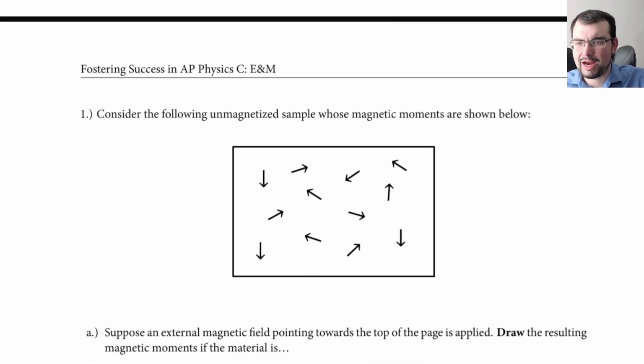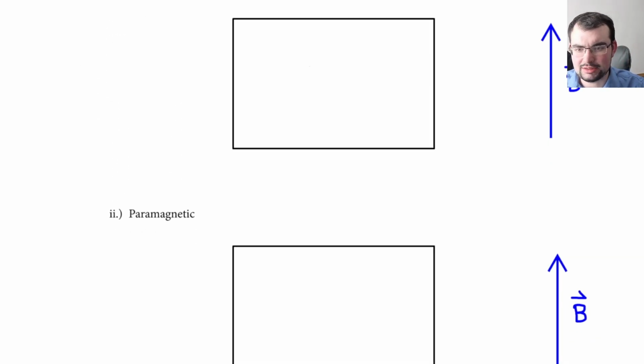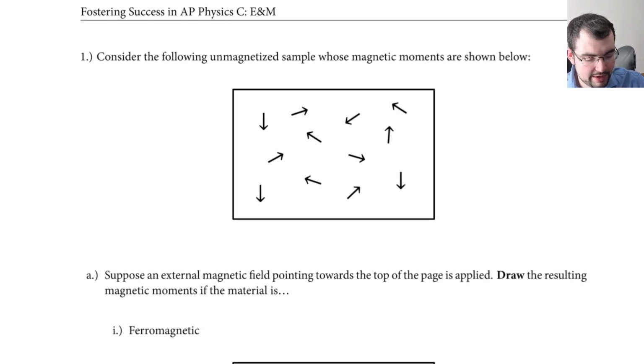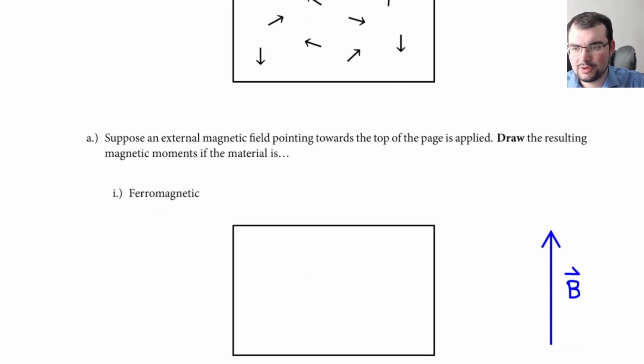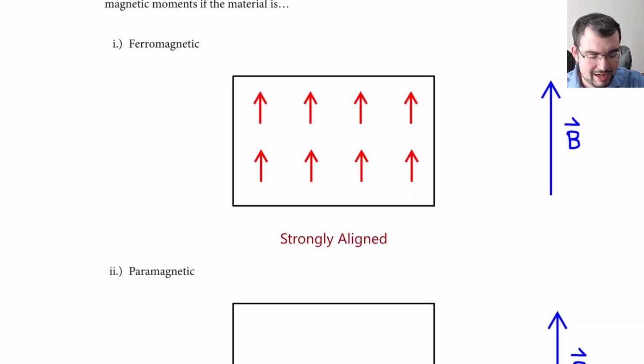So we have this random sample of magnetic domains here. And we're going to apply an external magnetic field to this that points towards the top of the page. And notice I called it B because it's a magnetic field and that's our symbol. So what could this material look like if it's a ferromagnet? Well, if it's a ferromagnet, that's your sheep of the world. So these domains are going to quickly align upwards. And we're going to approximate that it's perfect. So ferromagnetic is strongly aligned.